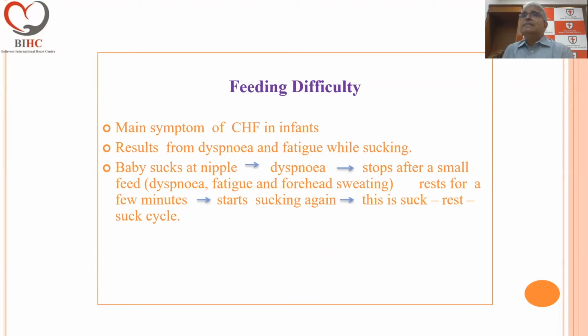Dyspnea in infants manifests as a feeding difficulty. When the baby is trying to suck on the nipple, the baby becomes dyspneic and tired, and he or she has to leave feeding. So the baby sucks at the nipple, becomes dyspneic, and stops after a small feed. During this interruption, you find the baby to be dyspneic, tired, and sweating on the forehead. The baby rests for a few minutes and then starts sucking again. So this is called the suck, rest, suck cycle, simply referred to as feeding difficulty. The mechanism of pulmonary venous hypertension that we explained is operational here. It is only that the exercise that provokes the pulmonary venous hypertension is sucking.